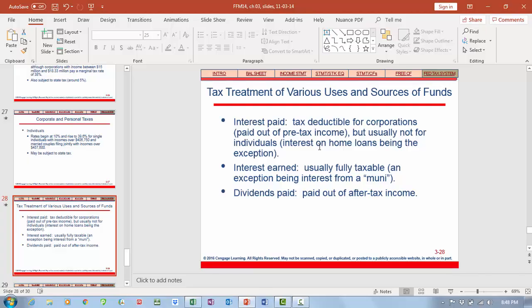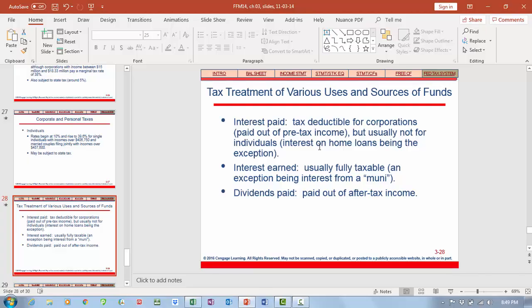Though there's talk that this should be taken away, this thing again is so political that it might just keep going. And the reason that interest on mortgage loans is exempt is to entice customers to buy homes. Because the real estate sector is so integral to the growth of the economy, and this has helped spur home ownership in the U.S. Interest earned is usually fully taxable, an exception being interest from munis.